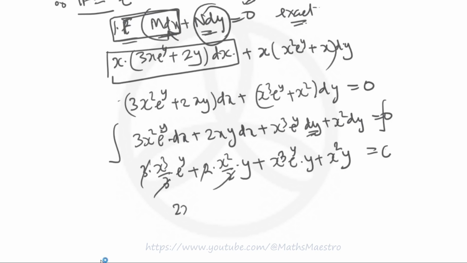So this gives us 2x³ e^y plus x² y plus x, not 2. What am I doing? This is 3, which is cancelled out. We have only x³ e^y, x² y, plus here we have x³ e^y. This y will not be there because since this is exponential, the integration will give us just e^y. Here this y will be here, so this is correct. Plus x² y is equal to c.